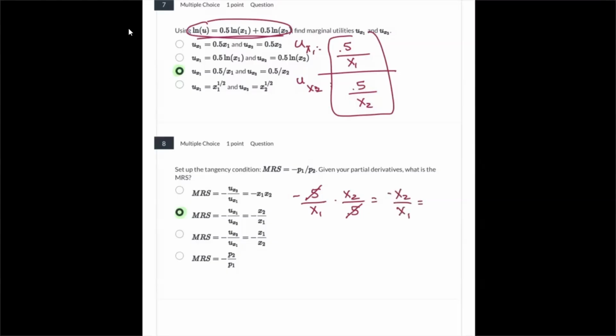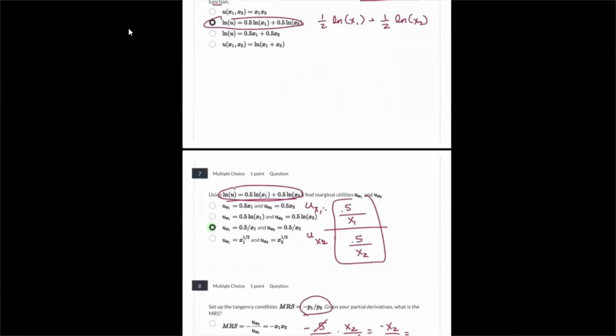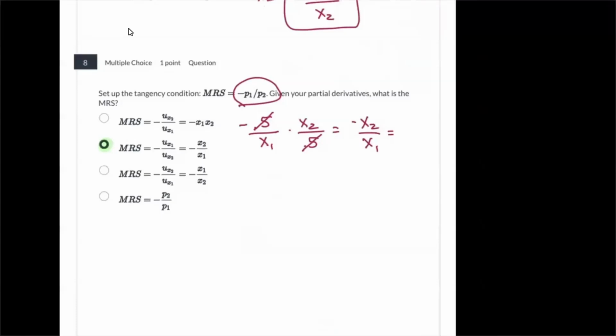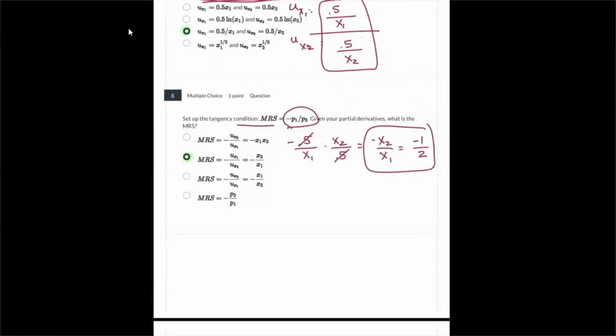We set that equal to the negative of the price ratio because that's the slope of the budget line. Question 6 tells me what the prices were. P1 is 1, P2 is 2, so it'll be negative 1/2. Negative 1 over 2. So this question asked us to do the MRS, so we were done when we got to here. The MRS is this, which equaled this. So that's right.